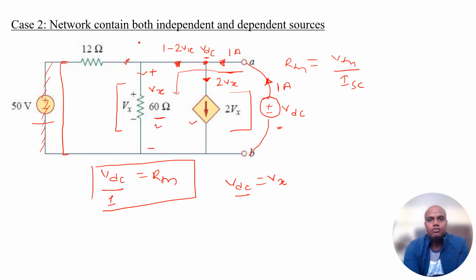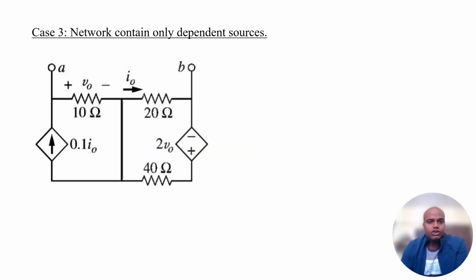The third case is if we have only dependent sources in the circuit. In this circuit we have two dependent sources. This is a current dependent current source, because its value depends on the current I0, which is this current, and this is a voltage dependent voltage source. It is a voltage source whose value depends on the voltage drop across the 10 ohm resistance. So to find the RTH for such a circuit, we have the third method.